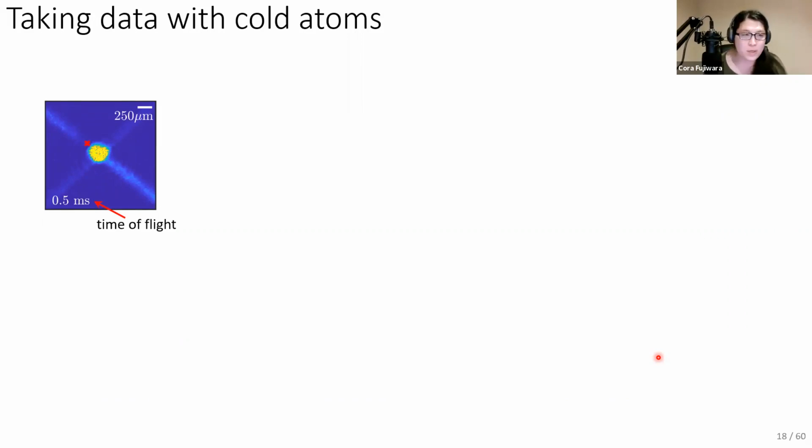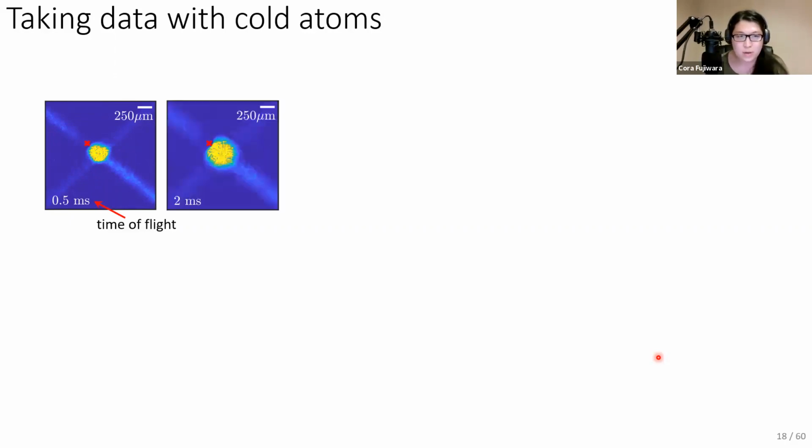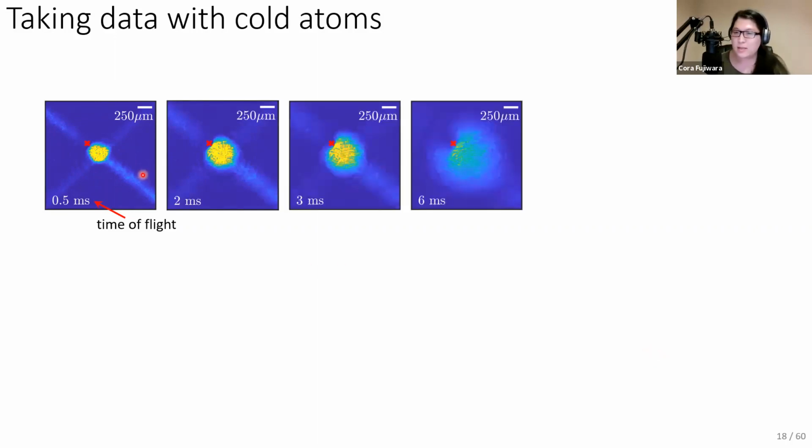So what are the atoms going to do? Well, they have some finite temperature, and with no potential, their energy is just p squared over 2m. That means by statistical mechanics, they're going to expand ballistically. What I can do is take a series of images of the atomic cloud as it's undergoing this ballistic expansion. This is at 0.5 milliseconds time of flight. I can then image it at, say, 2 milliseconds, 3 milliseconds, and 6 milliseconds.